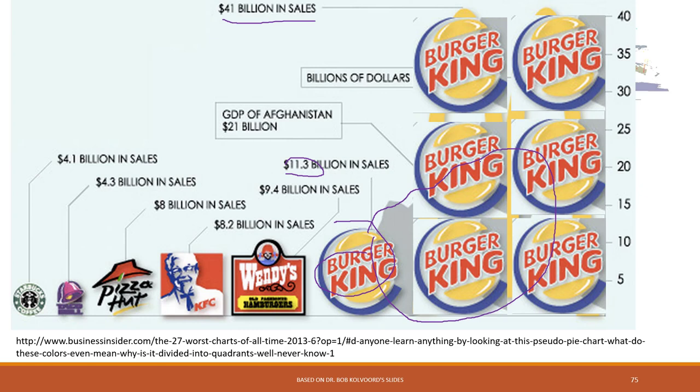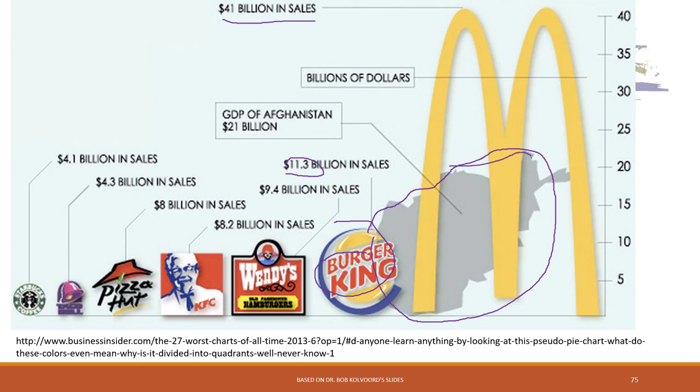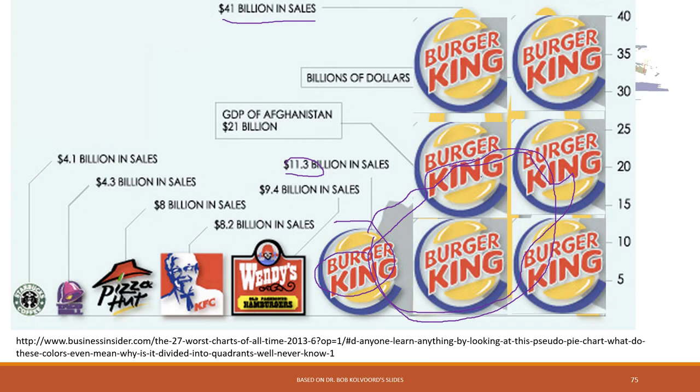So this is an example that is first very misleading because we didn't even see Afghanistan at first. Secondly, they are using logos, which is not an accurate representation of the data, because the size may give you a different impression if you don't look at the numbers.